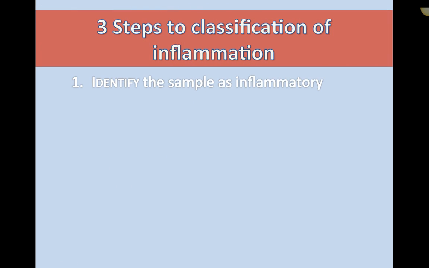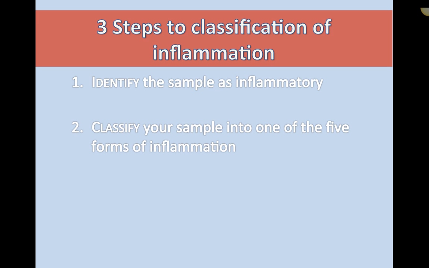The 3 steps to classification of inflammation. First, identify the sample as inflammatory. So you might be scrolling through, let's say it's an ear swab, and you're seeing lots of bacteria, lots of yeast, and all of a sudden you're coming across lots of white blood cells. So the presence of those white blood cells means that the body's fighting back, trying to get rid of foreign intruders, invaders, and it's becoming an inflammatory response. Second, classify your sample into one of the 5 forms of inflammation, which we just had on the page prior. Then subclassify appropriately.